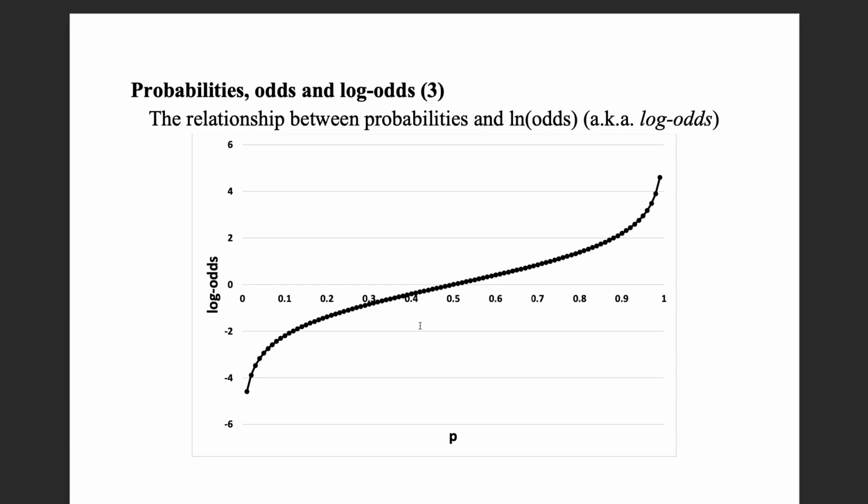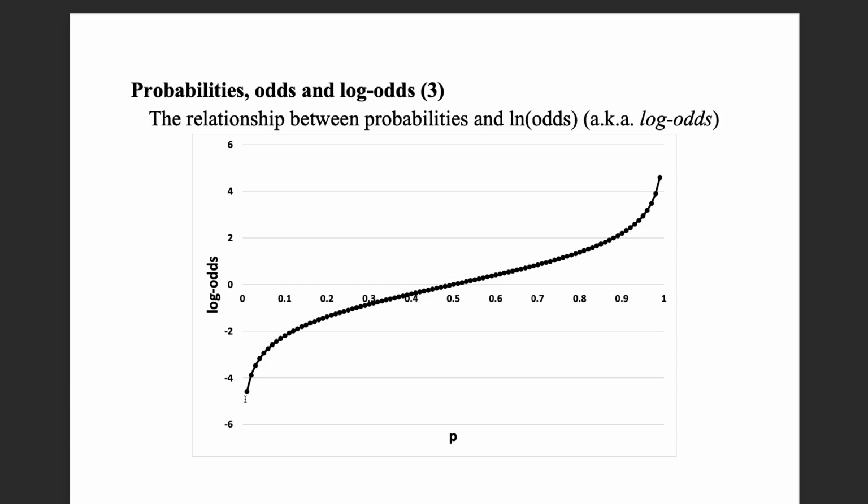relationship. So we see that for probability values that are smaller than 0.5, so the event happens in less than half of the observations, we get a log odds value that's negative. And for probability values that are larger than 0.5, so the event happens in more than half of the cases, we get a positive value for the log odds.